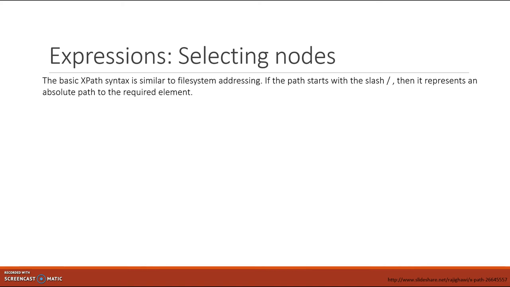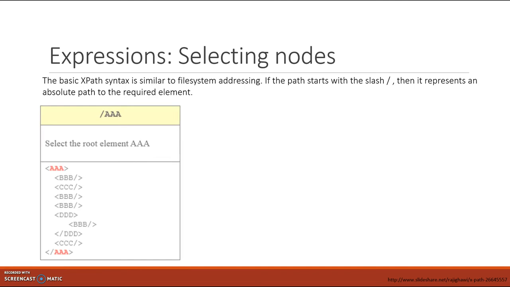The basic XPath syntax is similar to file system addressing, like in the command line, or if you're on Windows and you look at your path to different files and folders. If the path starts with a slash, then it represents an absolute path to the required element. So let's look at how we navigate these node paths in order to select elements or nodes.